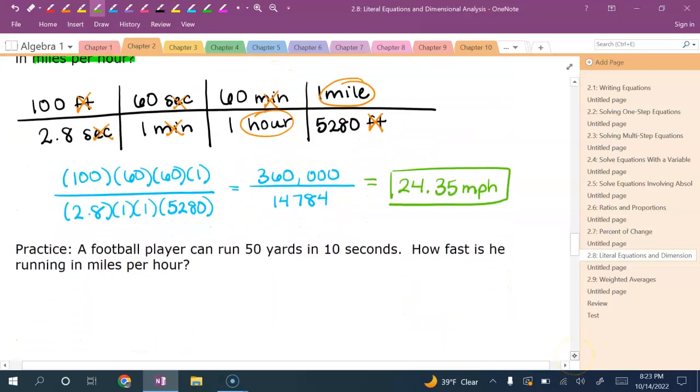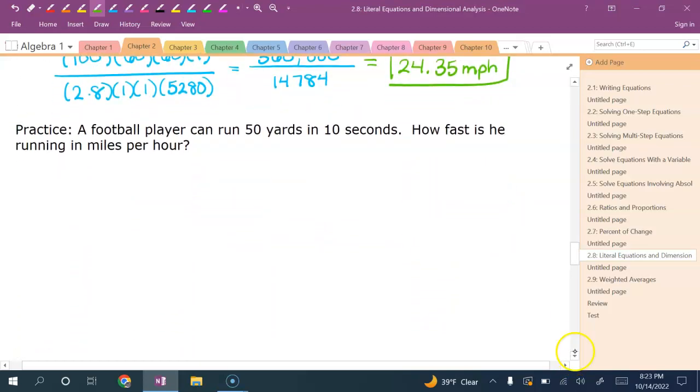So I want you to try to do this last practice problem. You're trying to convert 50 yards in 10 seconds to miles per hour. Use information from those previous 2 problems to help you do the conversions. If you don't remember how to go from yards to feet or feet to miles, we just did 2 examples that include some of that information for you. So use those previous problems to help you do this one if you need that.